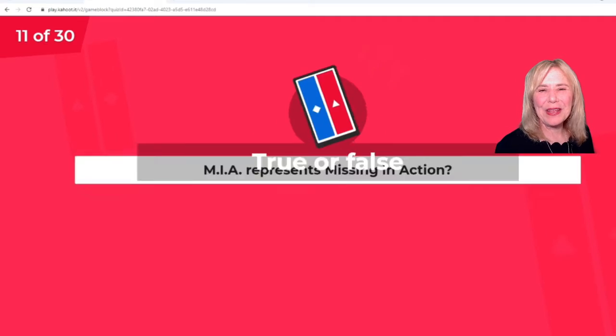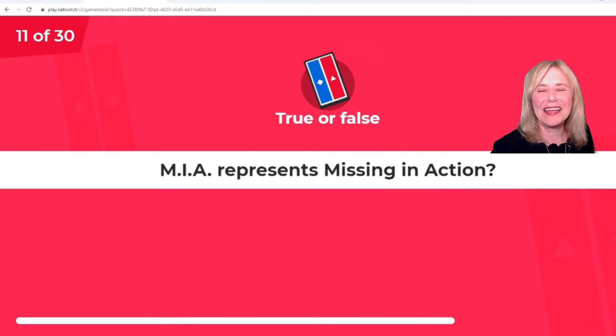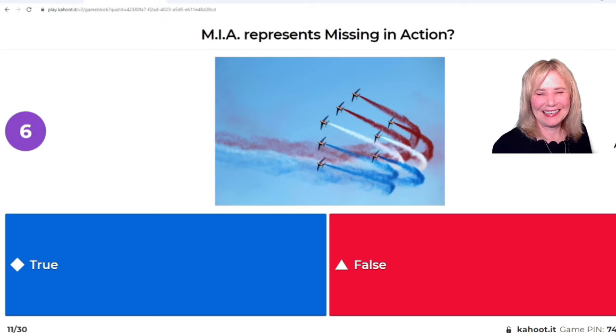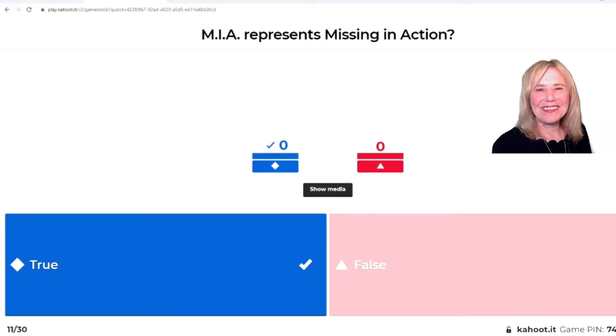All right, here we go with question number 11. MIA represents missing in action. Is that true or false? I'll give you a minute to type in your answer. Yes, if you guessed true, you guessed the right answer.